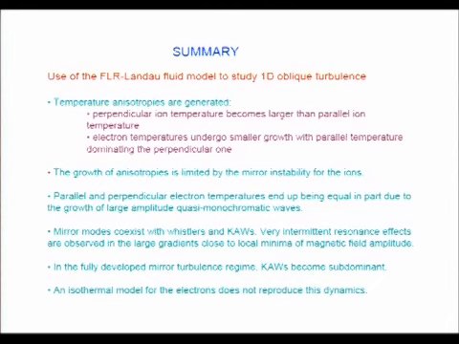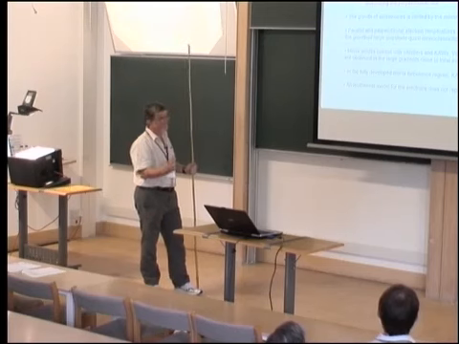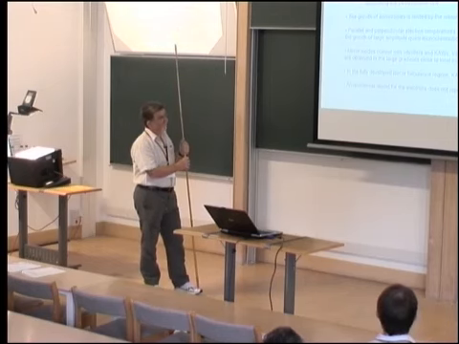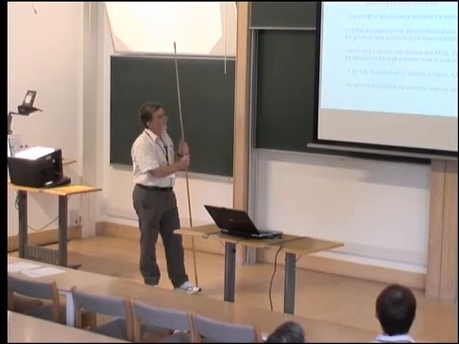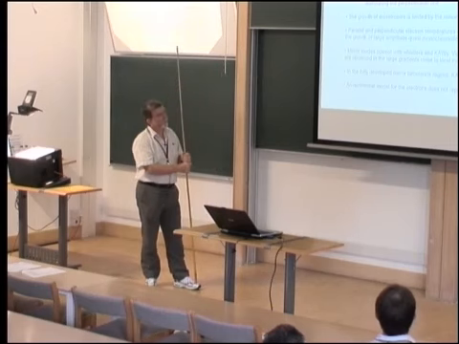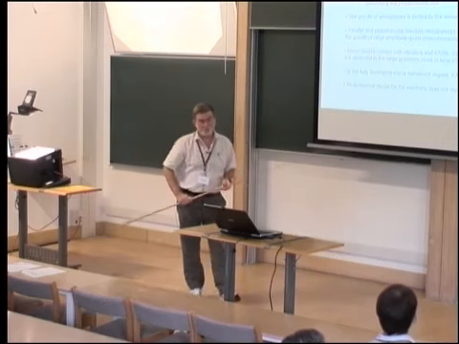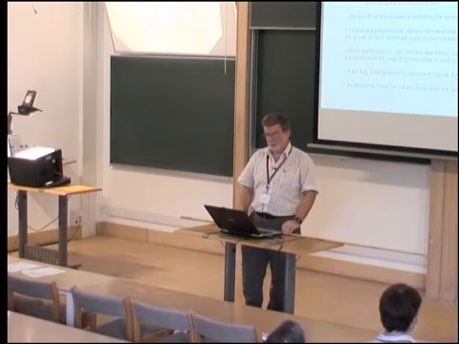The mirror mode coexists with Whistlers and cows, but the interaction between these waves and the mirror inhomogeneities lead to very intermittent resonant effects, which actually can then propagate Whistler waves away from the hole. And in the fully developed mirror turbulence regime, kinetic Alfvén waves become really subdominant compared to the beginning of the run. So meaning we are already in a regime which has nothing to do with the dispersive Alfvén-wave cascade that we were talking about before. And maybe there is truly a mirror turbulence.